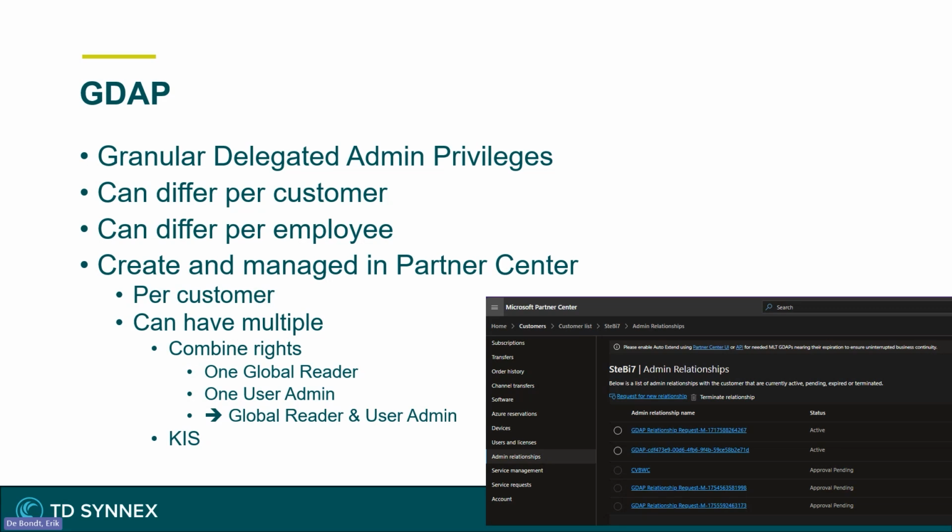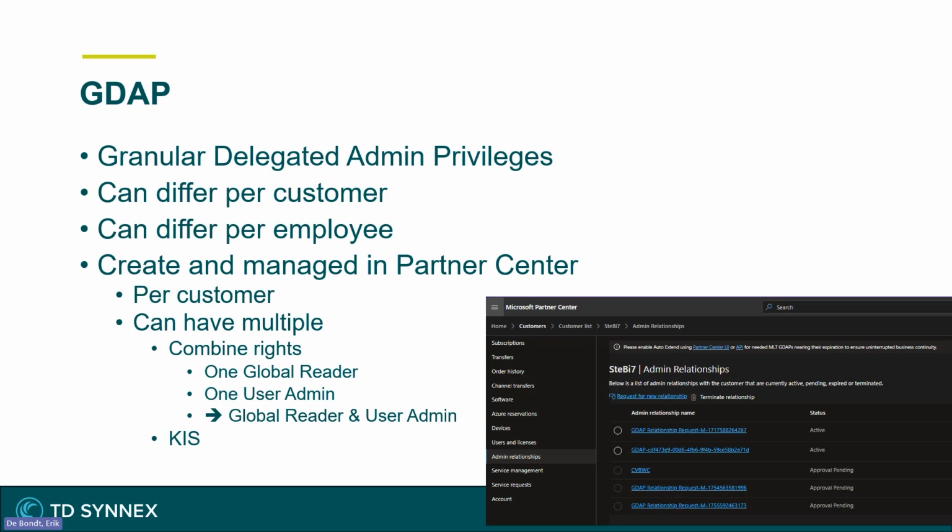So in comes granular delegated admin privileges, which gives you access the way the customer allows you to have access, on a yes or no scenario. You can have different ones per customer. Customer A might allow you to see everything or manage everything. Other customers might say, no, you only have access to read my environment or to only manage my Exchange and nothing else.